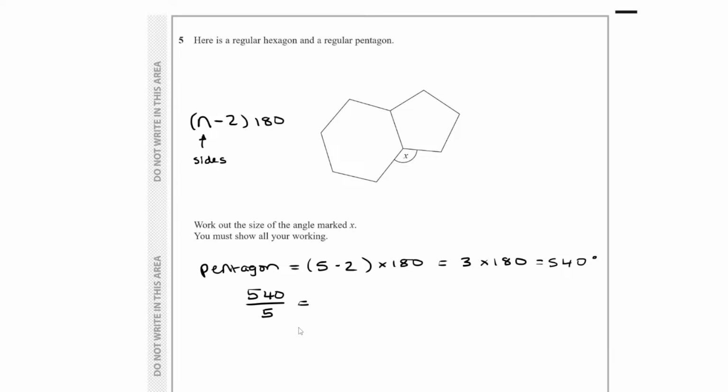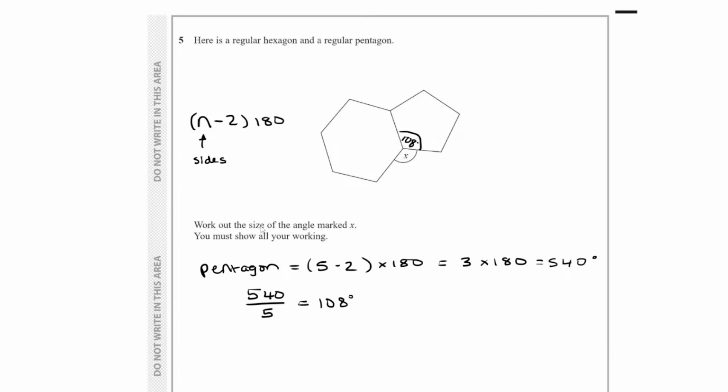The way that I divided it, just because these numbers were nicer, is I did 500 divided by 5 is 100, and 40 divided by 5 is 8, so I got 108. But obviously you can use bus stop if you like, that's up to you. So in any regular pentagon, all of the angles individually are 108, which is helpful over here, isn't it? If I put that there, 108, see how that's relevant to the x.